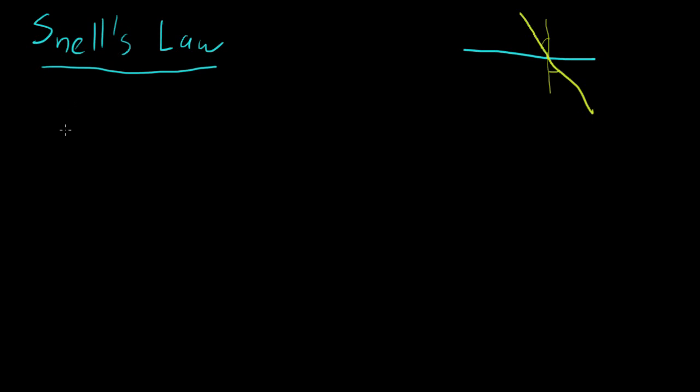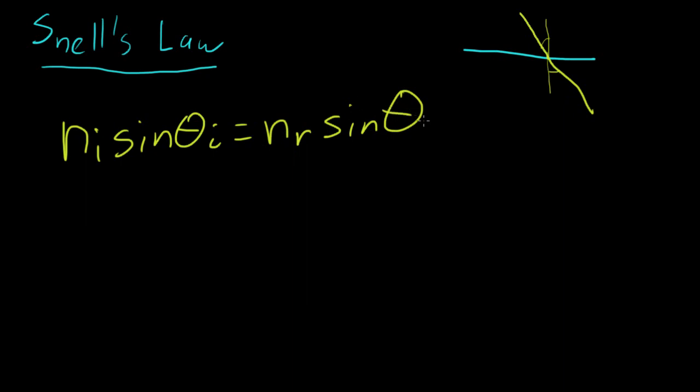So here it is. Snell's law is Ni sine of theta I equals Nr sine of theta R. That is the index of refraction of the first medium, which is wherever the light's coming from, times sine of the angle of incidence, equals the index of refraction of the second medium, whatever it's refracted by or refracted into, times sine of the angle of refraction. So you'll be given 3 of these 4 variables and it'll be easy to solve.